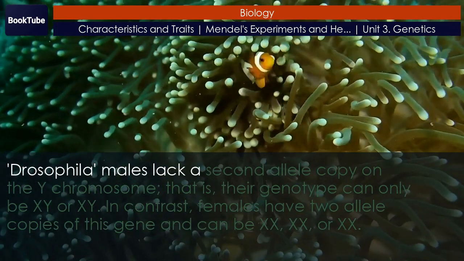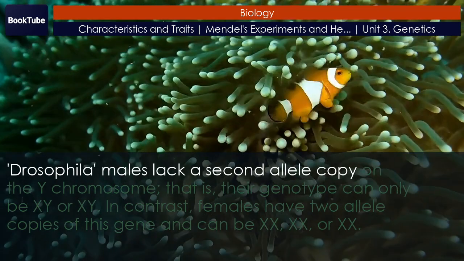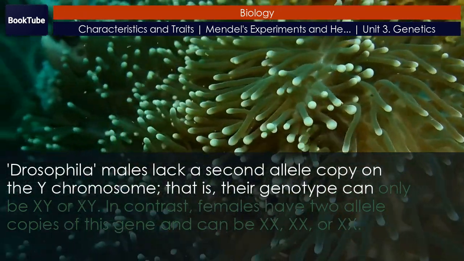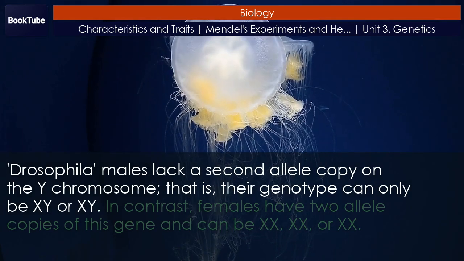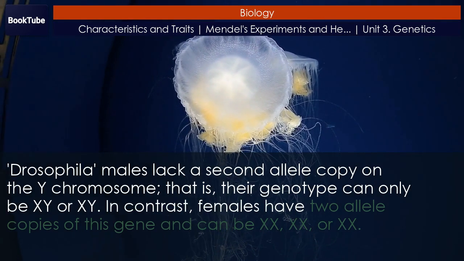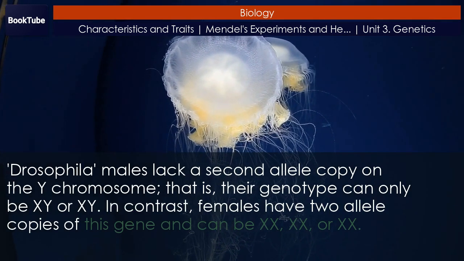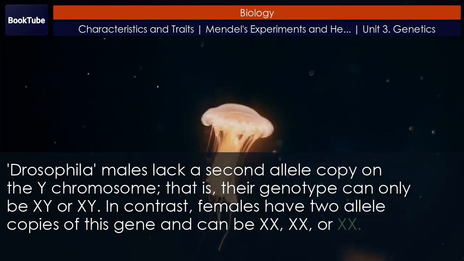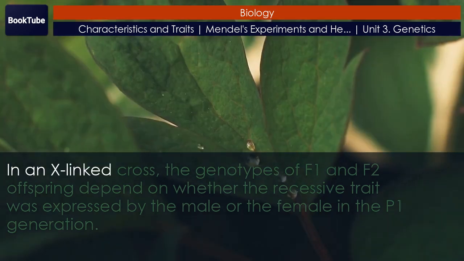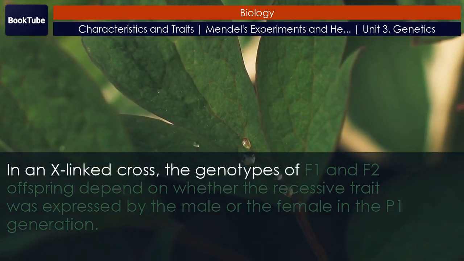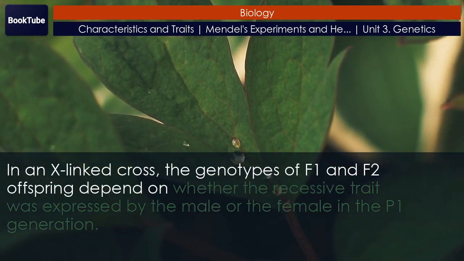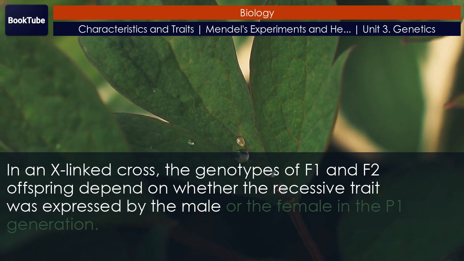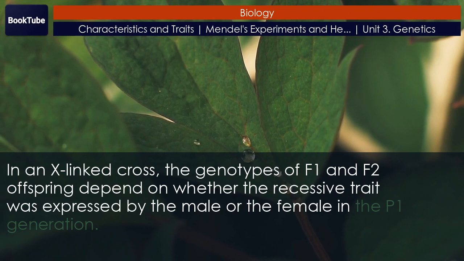Drosophila males lack a second allele copy on the Y chromosome. That is, their genotype can only be X^W Y or X^w Y. In contrast, females have two allele copies of this gene and can be X^W X^W, X^W X^w, or X^w X^w. In an X-linked cross, the genotypes of F1 and F2 offspring depend on whether the recessive trait was expressed by the male or the female in the P1 generation.